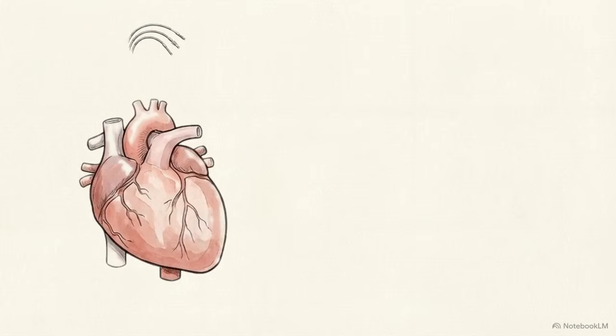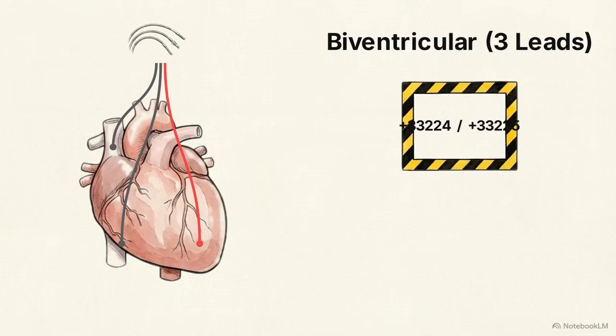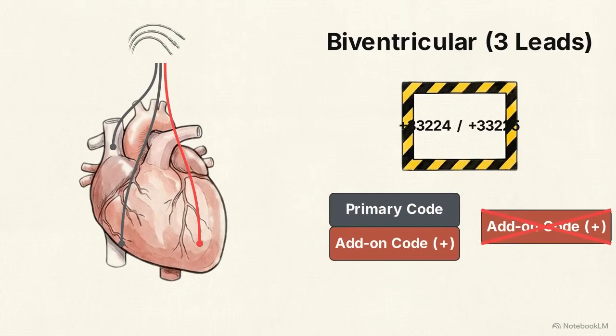This graphic shows the 3 primary configurations. You will have a single lead, a dual lead system, or a biventricular system, which uses 3 wires. Pay close attention to that 3rd wire. If a 3rd lead is added for biventricular pacing, you report codes 33224 or 33225. These are add-on codes. You will never report them as a standalone primary procedure.